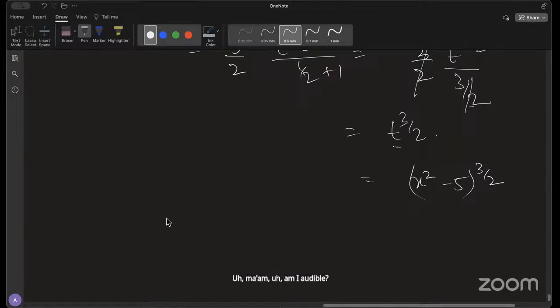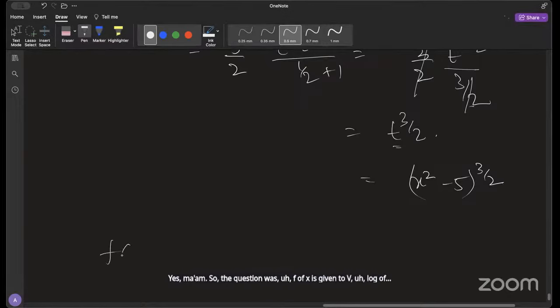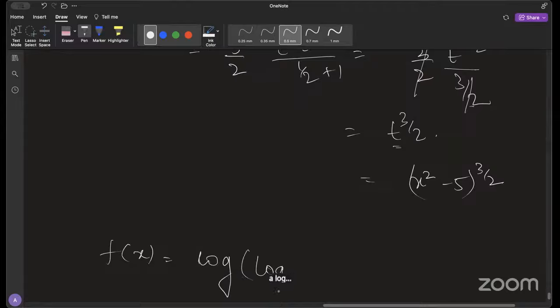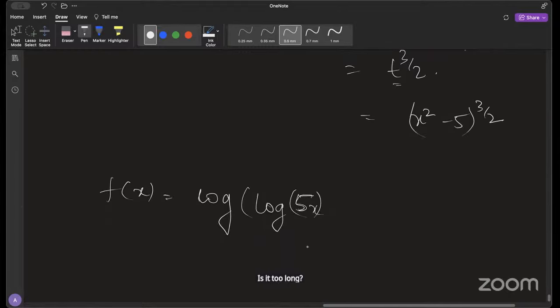Ma'am, am I audible? Yes. So the question was, f of x is given to be log of base 2, and inside that log function it is log of base 3, and then inside that log function it is log of x to the base 5. No, you can just tell me the question.